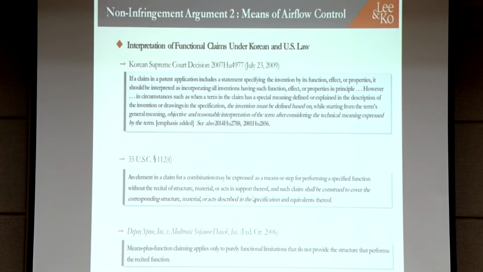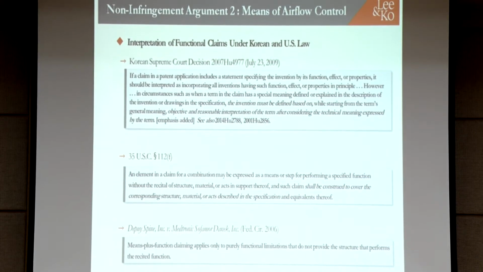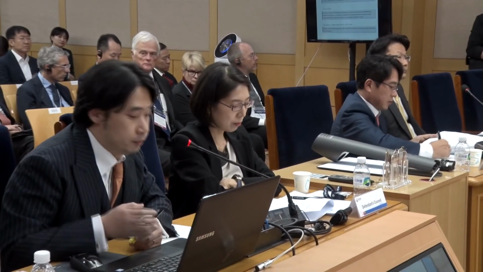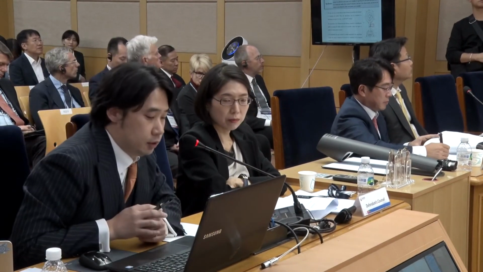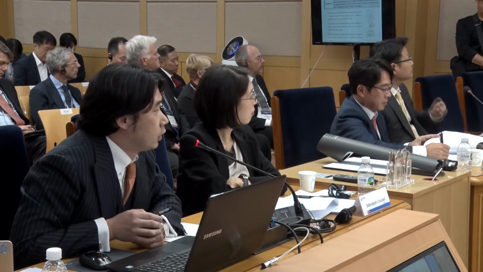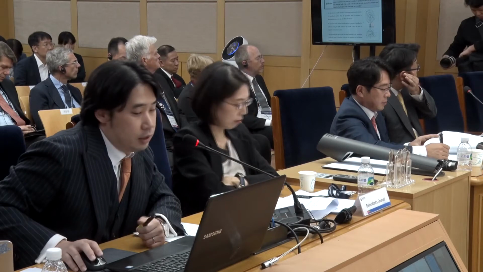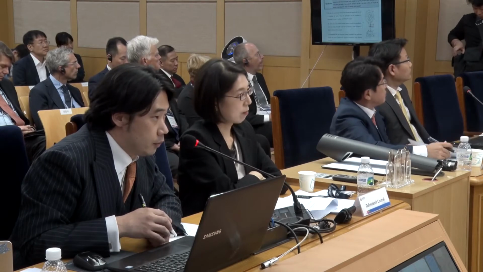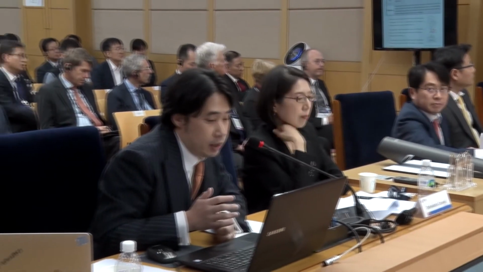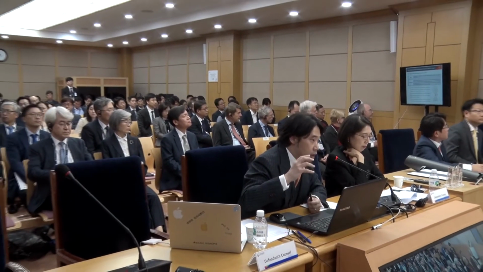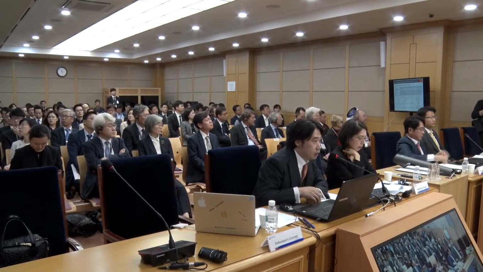But here, the plaintiff does not argue that the accused product is equivalent to the patent invention. So there's nothing about equivalence. And then the claimed invention should be construed to cover only the structure described in the specification. Let's see the structure described in the specification. The specification describes the control of the handle. And this handle is for opening or closing the area where the air flows. So the air flows through the area and is then delivered to the user. And this patent is about controlling that area, that amount of air delivered to the user.